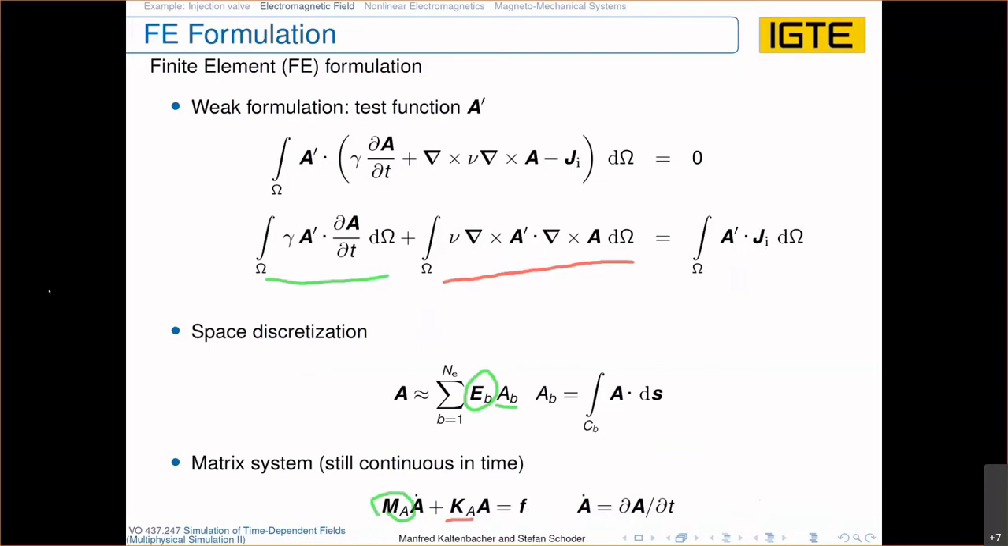So we have here this F, and that is coming out from this part of the weak formulation after we substitute our approximation.